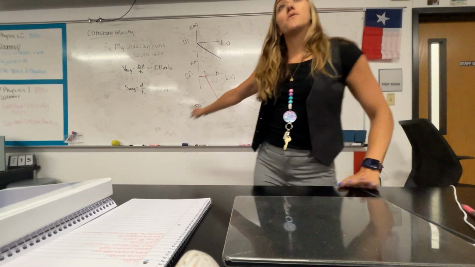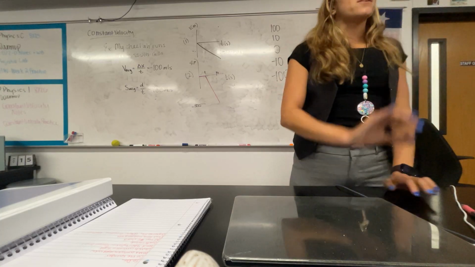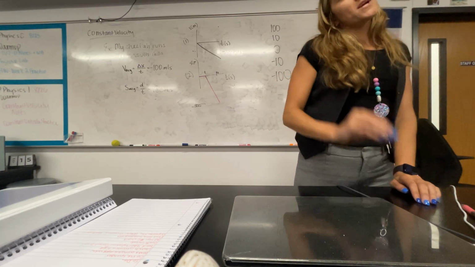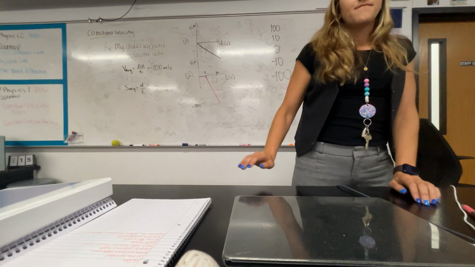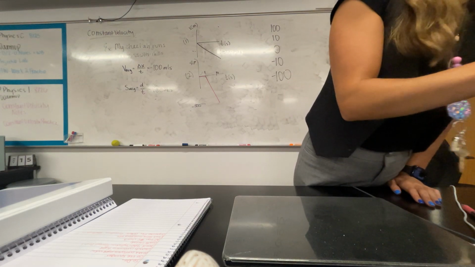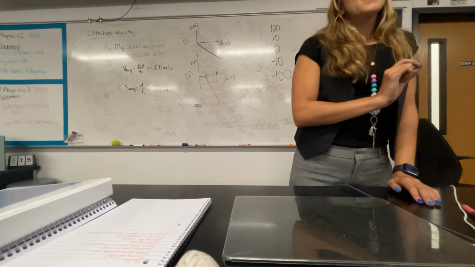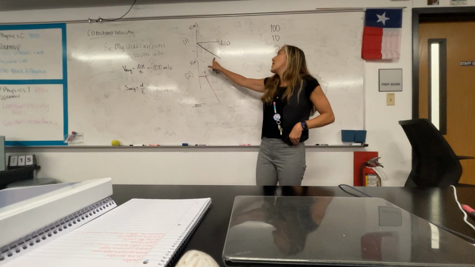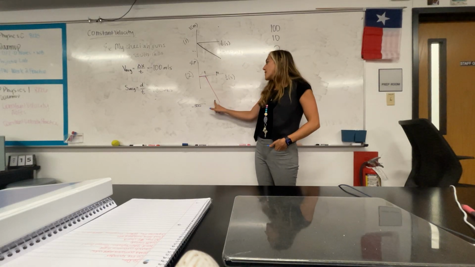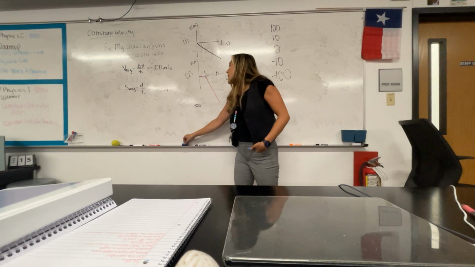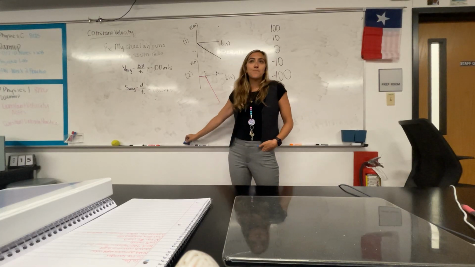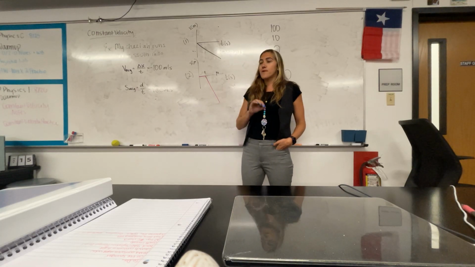Average velocity, even though we have a graph now, has not changed. It is displacement over time. That is it. Instantaneous velocity, I can't find without a graph. And if I have constant velocity somewhere, constant slope, then I can find it. Yay. But for average velocity and average speed, it's still displacement over time.